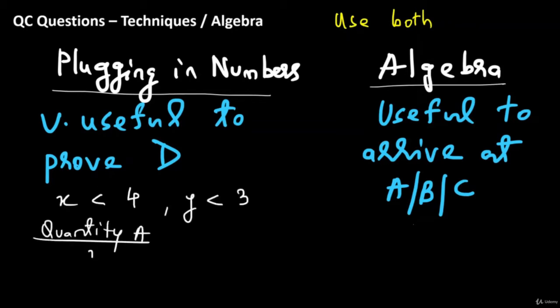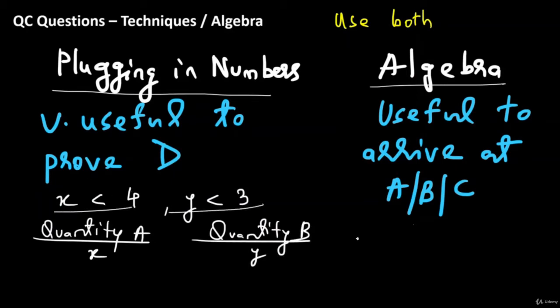Say it's given that X is less than 4 and Y is less than 3. Alright, so that's the question stem, and quantity A is X and quantity B is Y. Now it is very convenient to plug in numbers and check. Alright, now if I take X as 1 and Y as 2, I find that quantity A is greater than quantity B, right? And this is true, right? If I take X as 1, that's less than 4, so this part over here is true. And if I take Y as 2, then that's less than 3, so this part is true, right? Alright, now what if I take X as 2 and Y as 1?